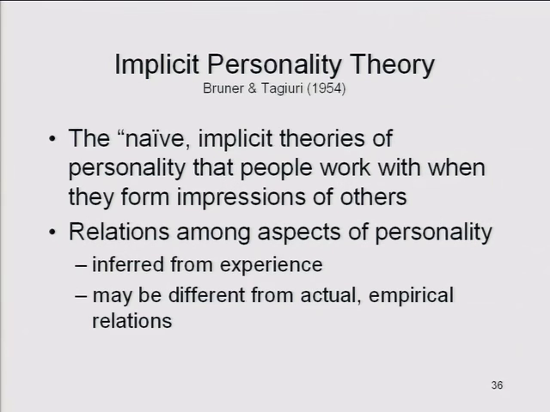What Bruner and Tagiuri argued was that through our experience in the world, through our experience of dealing with people, learning about people, being taught about people in various kinds of ways, we build up in our heads essentially a naive, that is unschooled, implicit, that is not necessarily thought about explicitly, theory of personality and what people are like, that has information in it like the relations among various kinds of traits. Okay, so that's what implicit personality theory is.